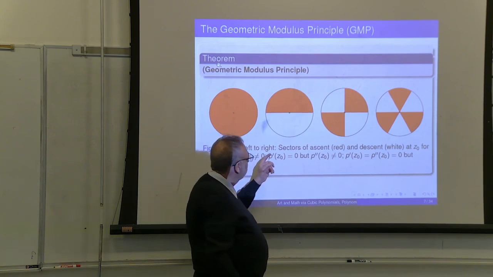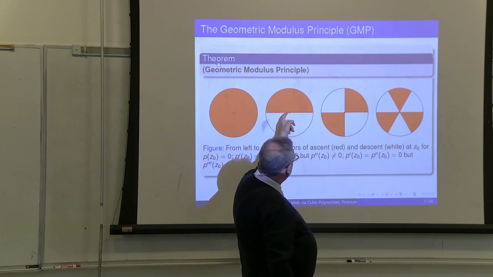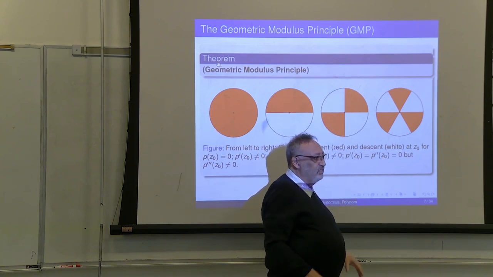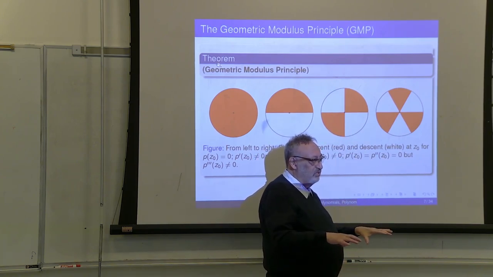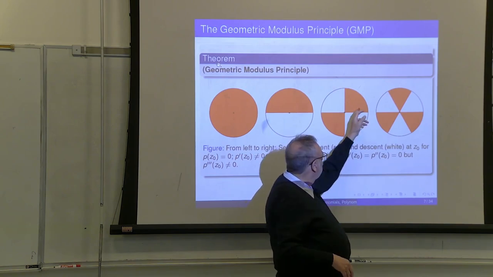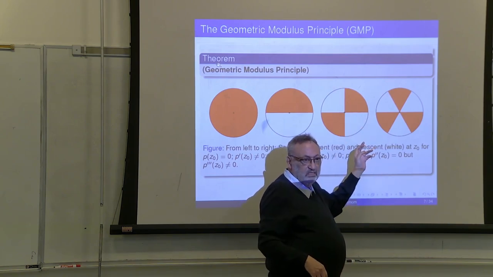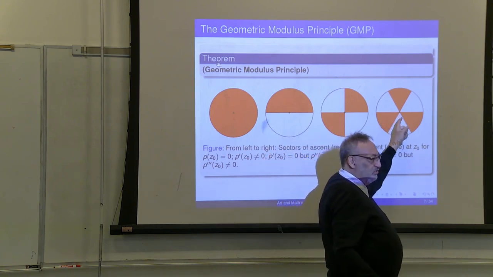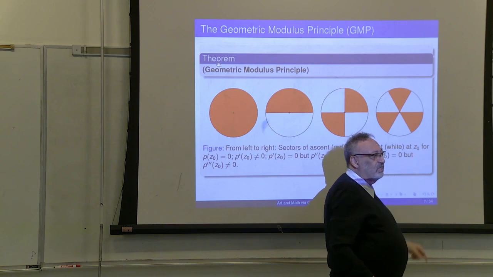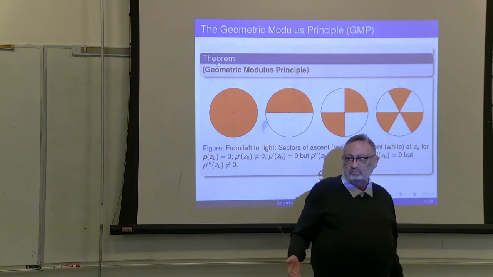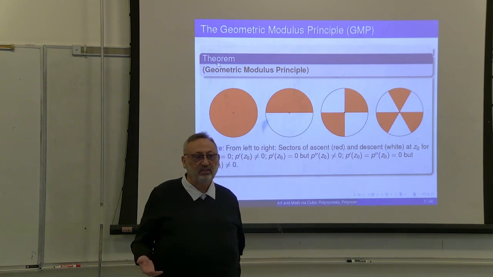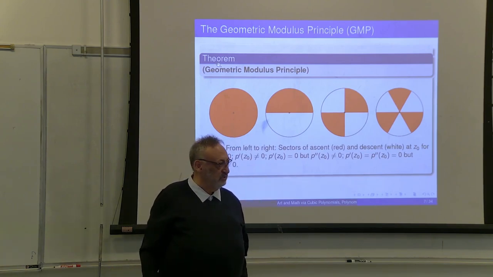If the first derivative is zero at the point, it splits nicely into these sectors. And if the second derivative is also zero, it splits like that. That's a beautiful property of polynomials, right? I call it the geometric modulus principle.